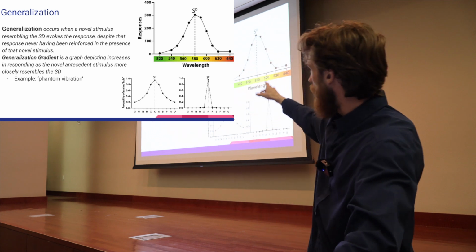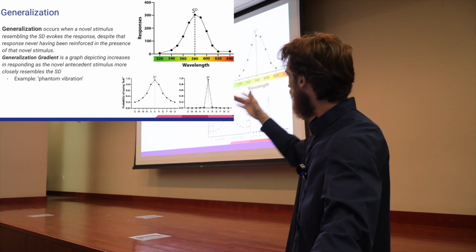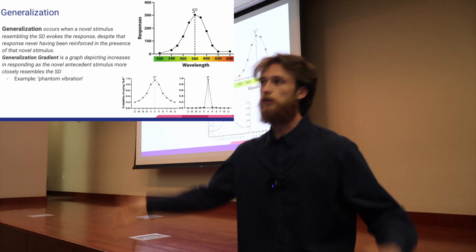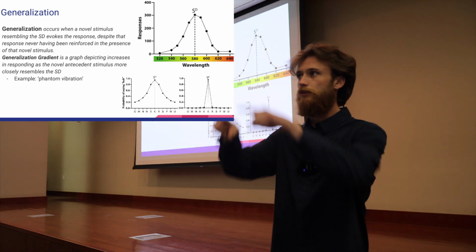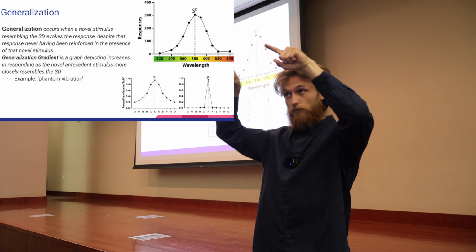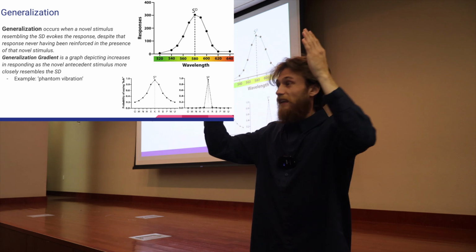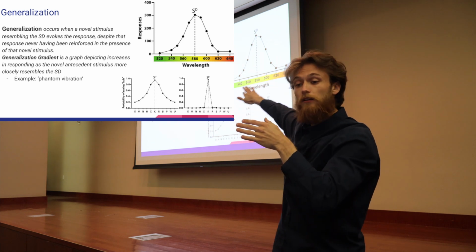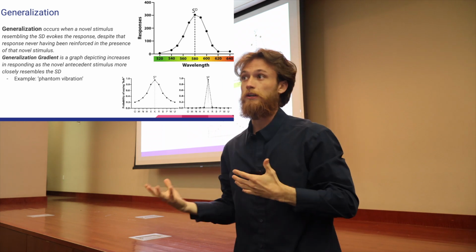So generalization occurs when a novel stimulus resembling the discriminative stimulus evokes the response, despite the response never having been reinforced in the presence of the novel stimulus. The novel stimulus just looks like the thing that we've been conditioned to respond to in a certain way, but it's not the real thing. But there's this gradient, and like we said with PTSD, this gradient is way bigger. That's another reason why it's so hard for patients with PTSD. Even though red is not the same color as yellow, and we can see here responding drops off from yellow to red, with PTSD those responses are still high, right? Not for colors, but for their triggers.